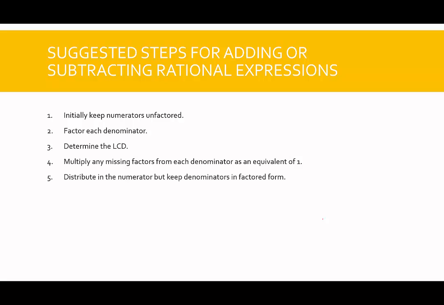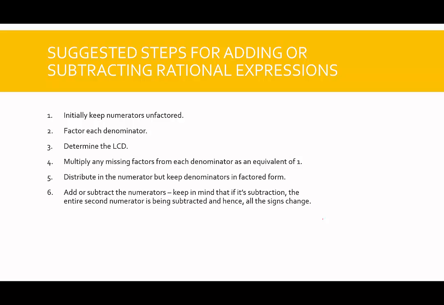Distribute in the numerator, but keep the denominators in factored form. So now we're going to distribute in the numerator, multiply whatever we need to do, keep the denominators factored. Then we add or subtract the numerators. Keep in mind that if it is subtraction, the entire second numerator is being subtracted, hence all the signs change.